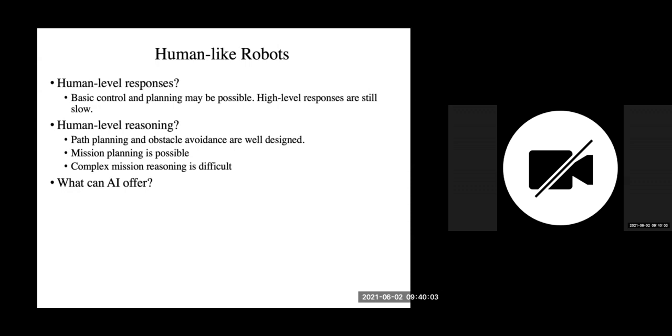Path planning and obstacle avoidance are done really well at this time, and mission planning is possible, which means they can plan the mission. You can use A-star or different algorithms to plan the path and do motion planning, which is pretty good now. But complex mission reasoning is difficult, especially when we face multiple objectives, where we want to achieve A and B and C and have a good idea of how to balance those. It's not easy for a robot to understand how to balance those objectives.